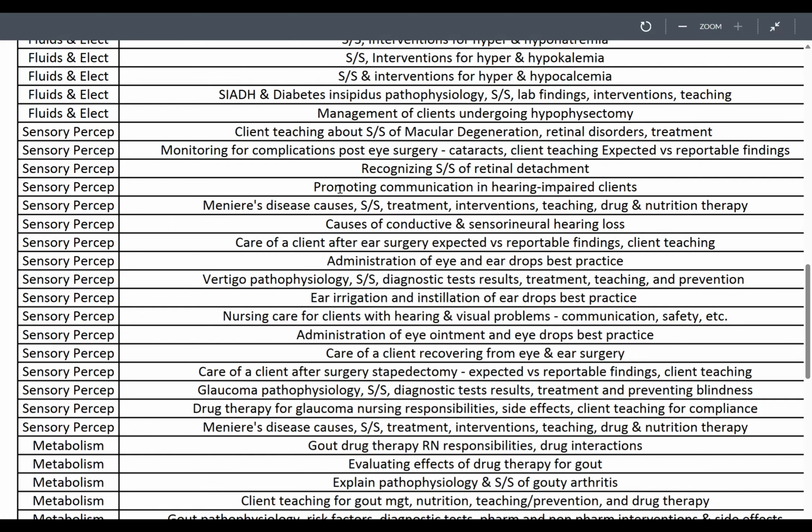So you still need to know side effects and teach the patients these side effects, and especially what to report. For hearing, ear problems, we start with hearing loss. There are two types of hearing loss. We have conductive and sensory neural. So make sure you distinguish between the two.